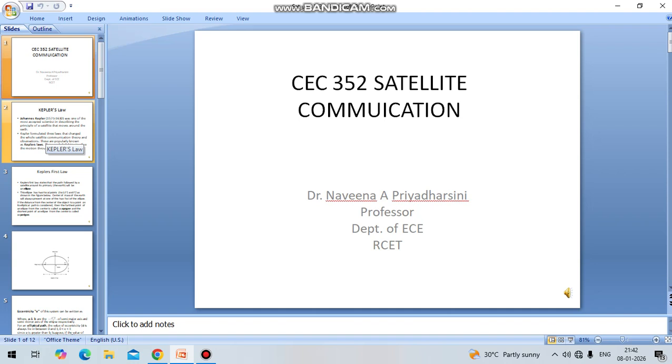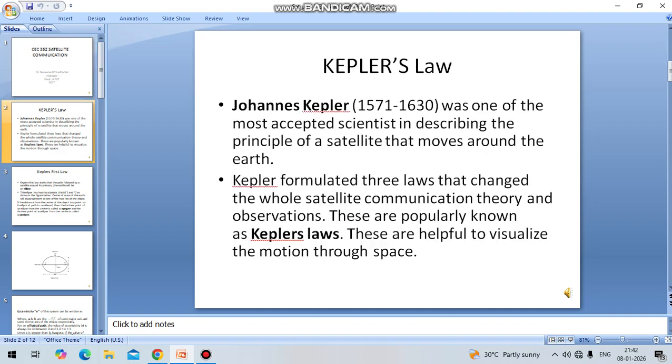In today's class, we shall discuss the basics of satellite communication. First one is Kepler's law. Kepler's law was proposed by Johannes Kepler. It states the principles of satellites that move around the Earth. Kepler's law is formulated as three laws, which cover the entire satellite communication observations. These laws are highly helpful to visualize the motion of satellites in space.